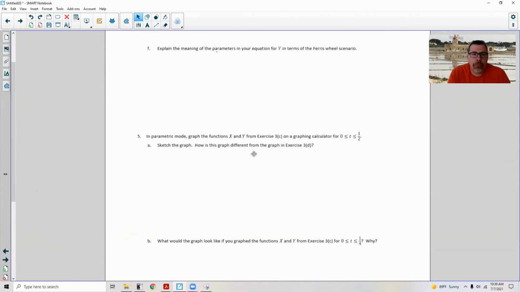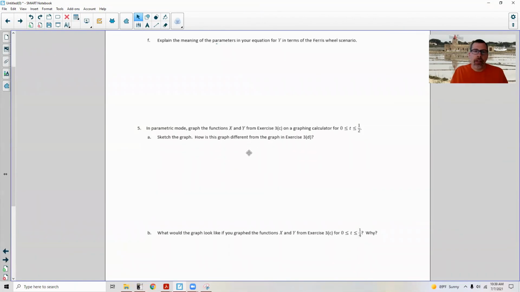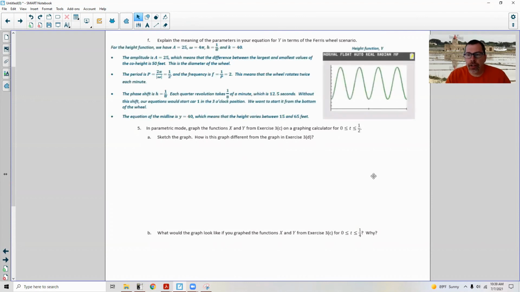All right, page 10 brings us to part F, and it says to explain the meaning of the parameters of your equation for y in terms of the Ferris wheel scenario. Okay, so here they are. So there's the graph. For some reason, the graphing calculator didn't graph this correctly when I graphed it. It wasn't shifting it up 40 units. The midline should be at 40, not 0. So even putting plus 40 in there did not shift it up for some reason. But this is what it should look like.